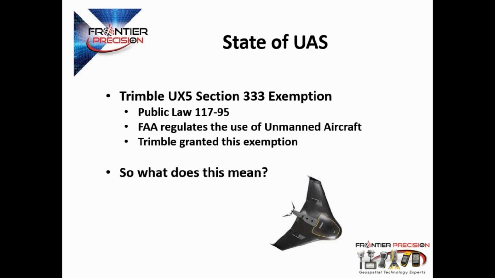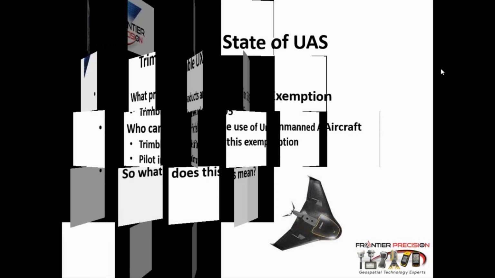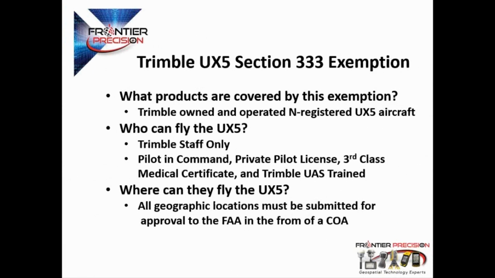They are the regulator of the unmanned aircraft systems, and Trimble is one of less than 10 companies that have been granted this exemption. The first exemptions granted were for the movie industry. So what does this essentially mean? Does this mean that everybody can go out and start flying these things? And then what is covered? I just want to ask some of those questions and answer them quickly in this short session.